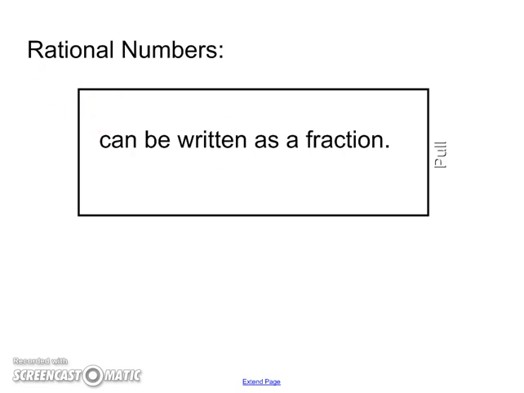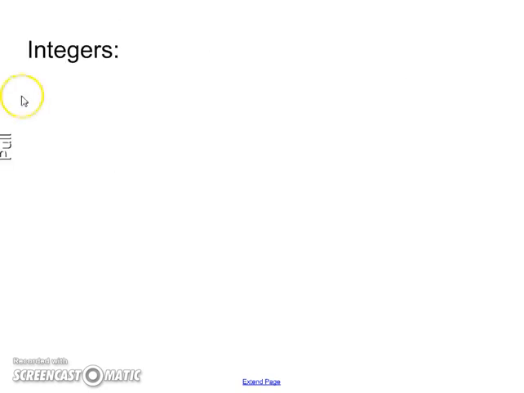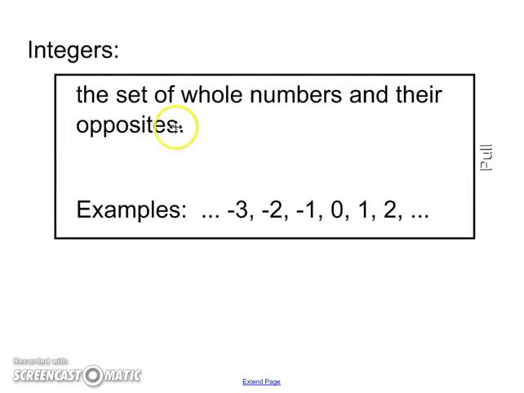Okay. So again, real numbers can either be rational numbers, things that can be written as a fraction, or irrational numbers, which pretty much are things that can't be written as a fraction. Okay. And then we work further down the table. We have our integers. So our integers is the set of whole numbers and their opposites.